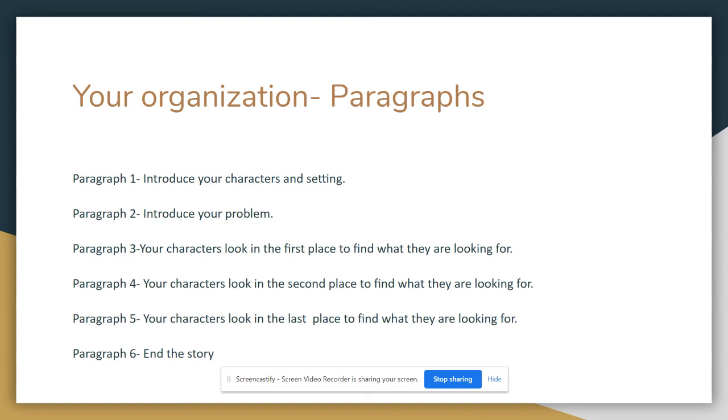Paragraph 3, your characters look in the first place to find what they're looking for, but they don't find it, and they find a hint. Paragraph 4, it's pretty much like paragraph 3. They go to another location. There's another problem. They're trying to solve the problem, but they can't quite find what they're looking for. Paragraph 5, they look in the last place they're looking, and they find what they're looking for. And paragraph 6, they return everything so that you have a happy ending.